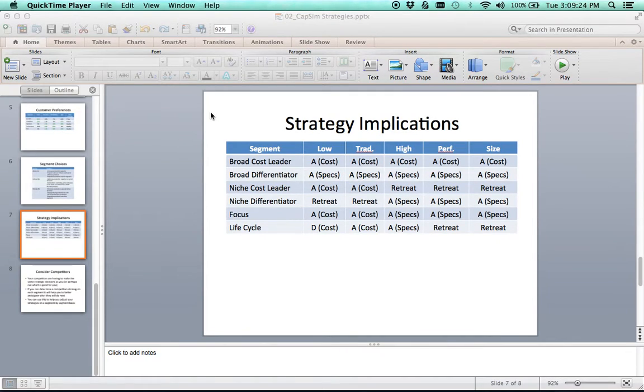Hello, in this video I'm going to talk to you a little bit about the strategy implications in CapSim of picking a different strategy and how you might go about doing an analysis using the Capstone Courier of your competitors to try and figure out from round to round what strategy they might be pursuing.